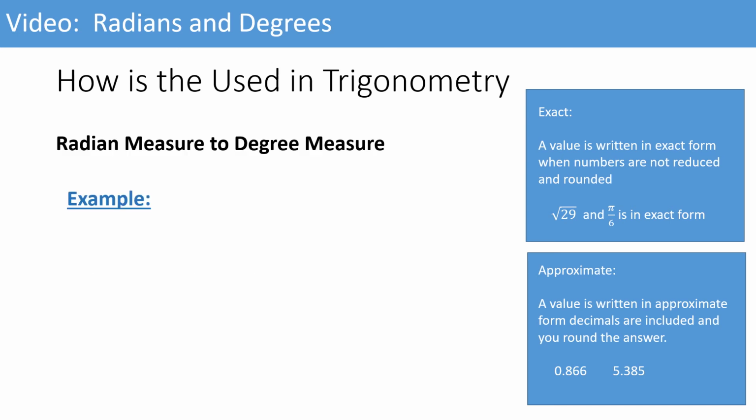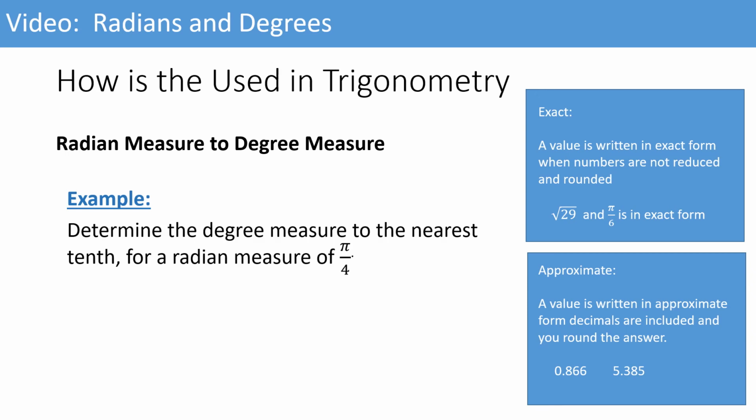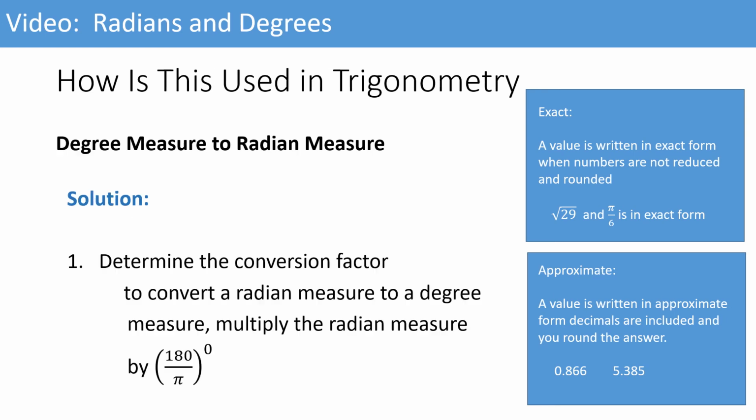Now, let's go from radian measure to degree measure. Let's start with an example. Please determine the degree measure to the nearest tenth for a radian measure of pi over 4. To determine the conversion factor, remember to convert a radian measure to a degree measure, you multiply the radian measure by 180 divided by pi degrees.